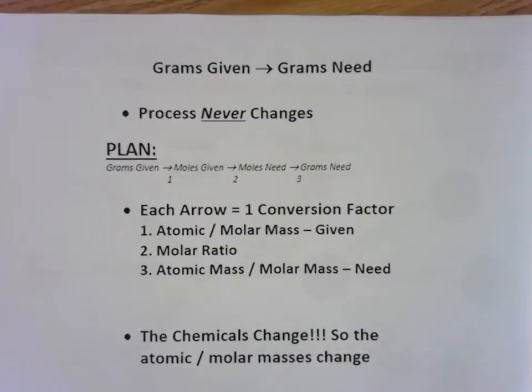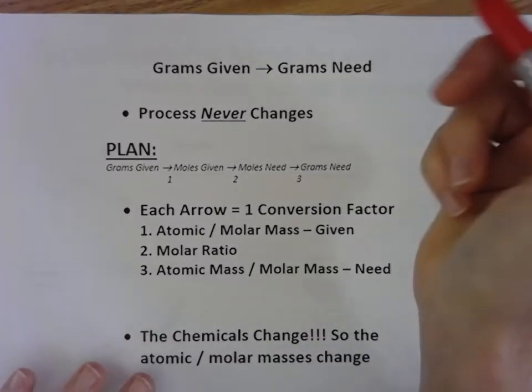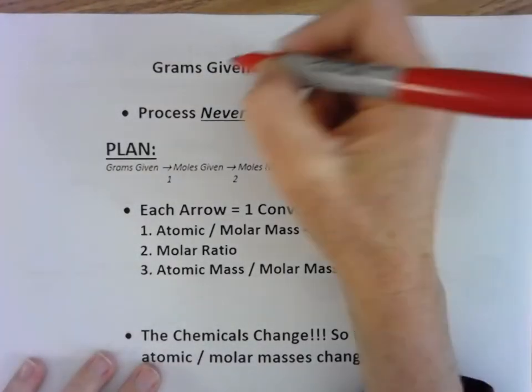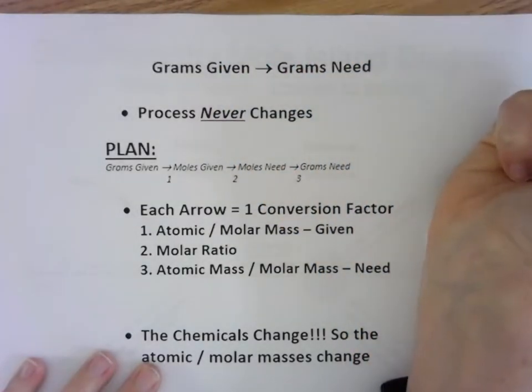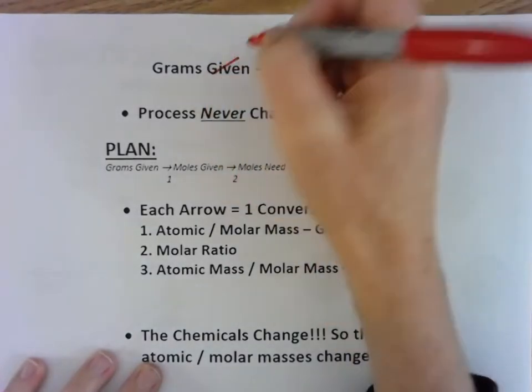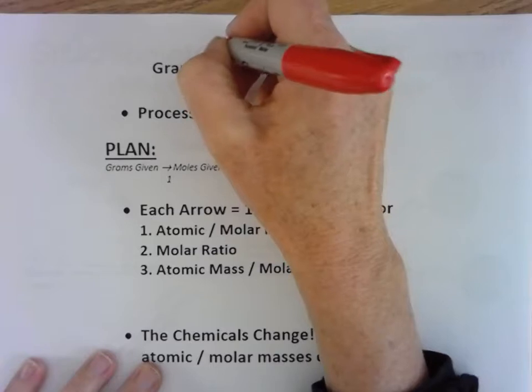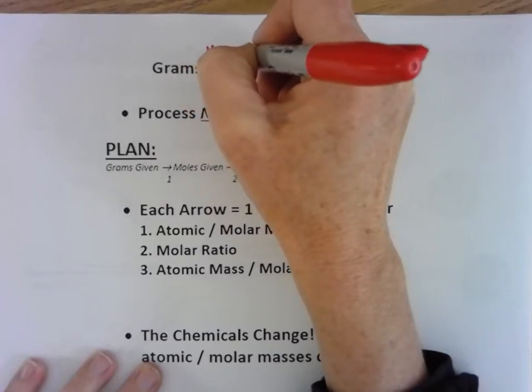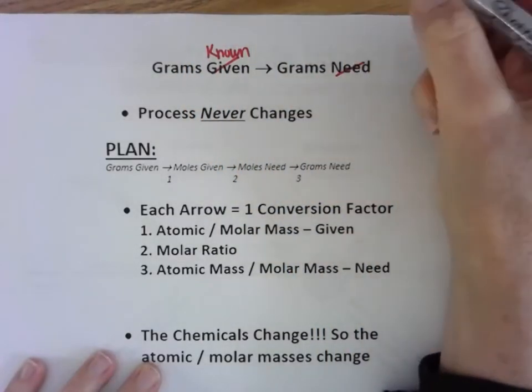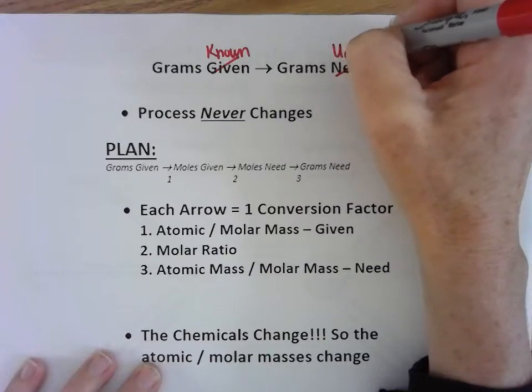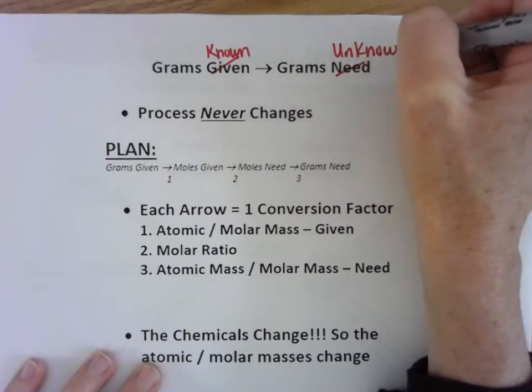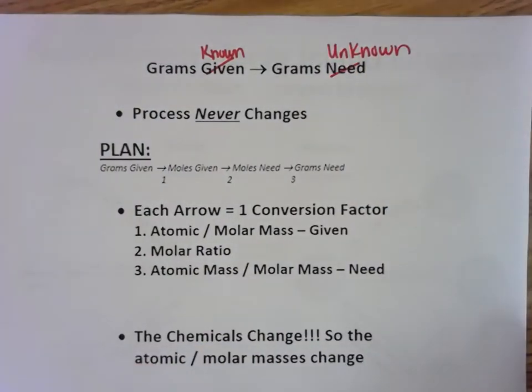I made some mistakes on here, or I photocopied the wrong one. In the regular class, we were using given and need, and I photocopied that cover. So wherever it says given, I want you to change it to known. That's what we've been calling it. It really is the same thing. And grams of need is the unknown.